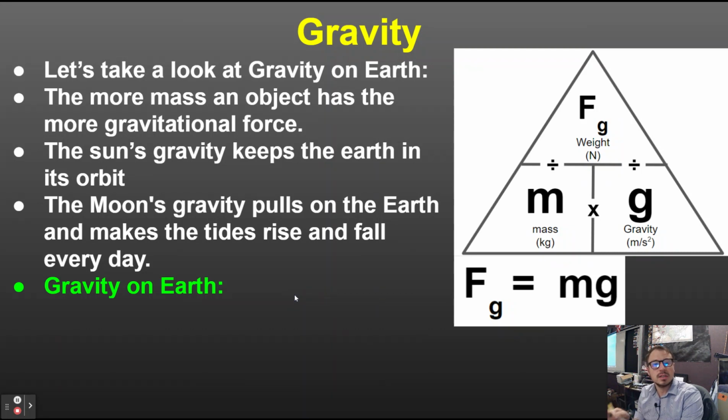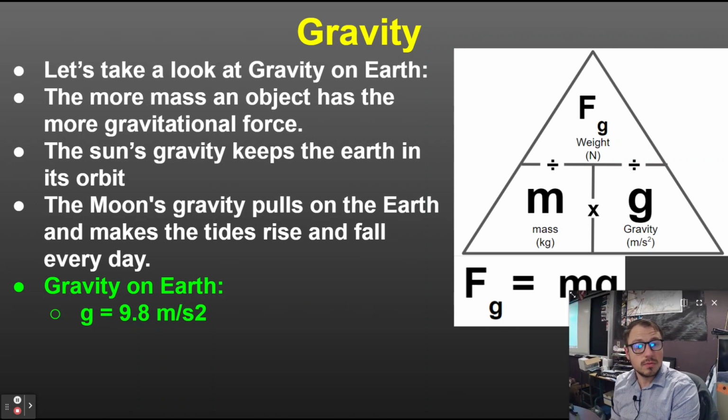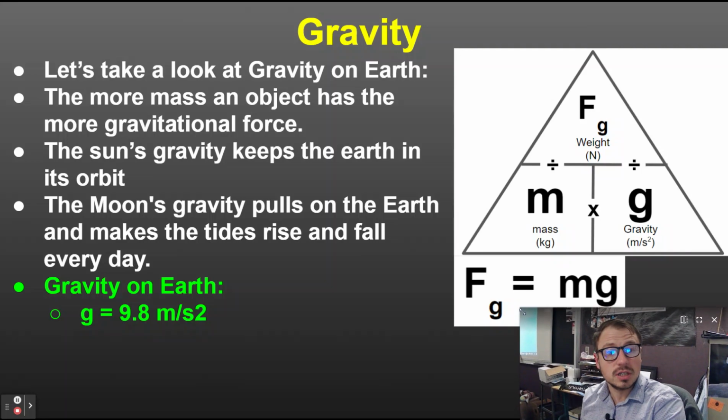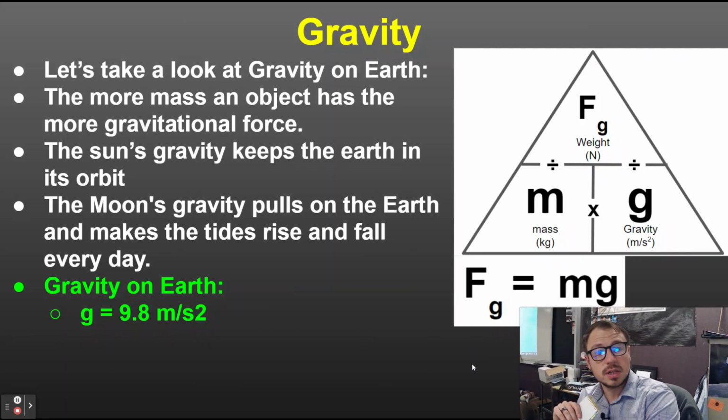Now, when we're calculating, this is the equation to calculate weight. Weight equals mass times the strength of gravity. Now, on Earth, we use gravity as 9.8 meters per second squared. We measure the strength of gravity on a planetary body based on the acceleration of objects falling on that planet. On Earth, 9.8 meters per second squared.